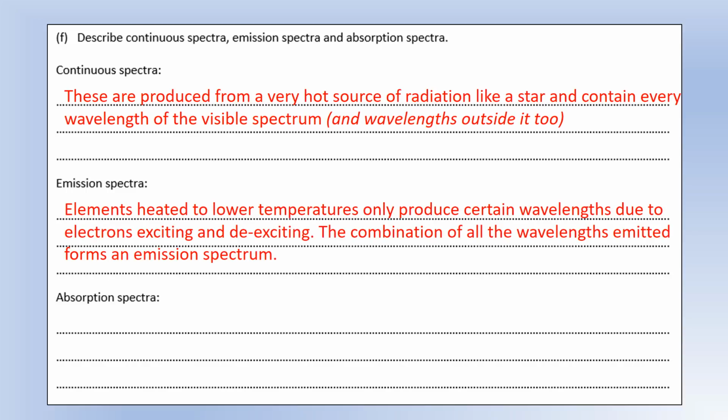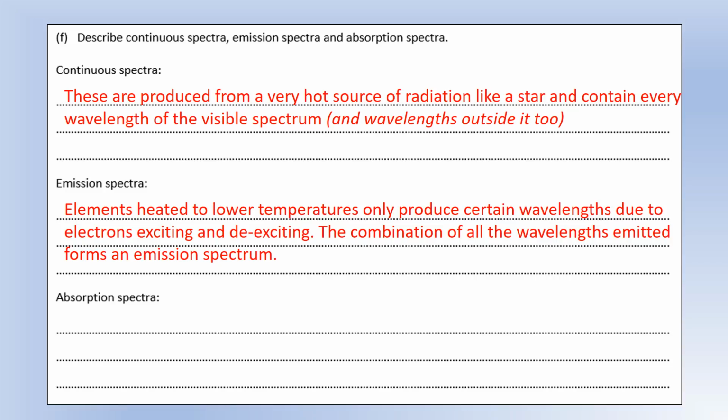But what we can also get is, if we heat things to a lower temperature by sticking them in a Bunsen flame, for example, we give the electrons energy, and then they only produce certain wavelengths when the electrons de-excite again. And that's what we call an emission spectrum, all of the wavelengths a certain element gives off. So we know which wavelengths correspond to which elements from producing these emission spectra.